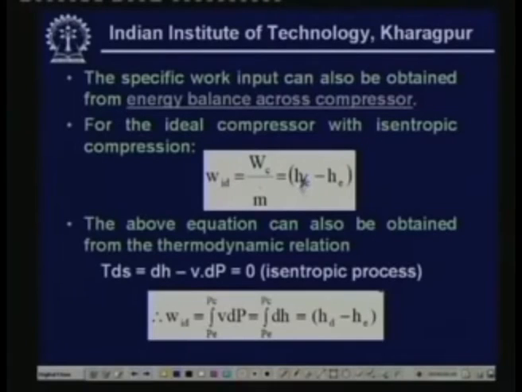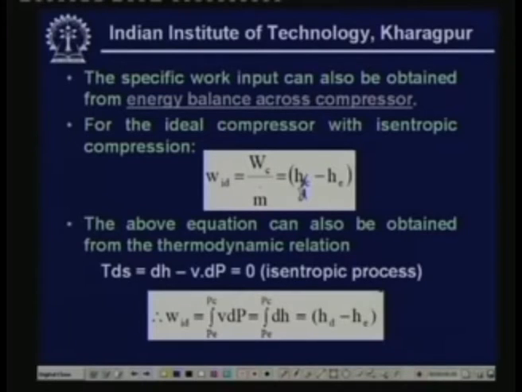That is what is shown here. WID is equal to HD minus HE. The above equation can also be obtained from the thermodynamic relation TdS is equal to dH minus VdP. This relationship is valid for both reversible as well as irreversible processes, but for an isentropic process we know that dS is equal to 0, that means dH is equal to VdP for an isentropic compression process, and WID, that is the specific work input, is nothing but integral VdP, and for this special case of isentropic process VdP is equal to dH, so integral VdP is equal to integral dH from PE to PC.